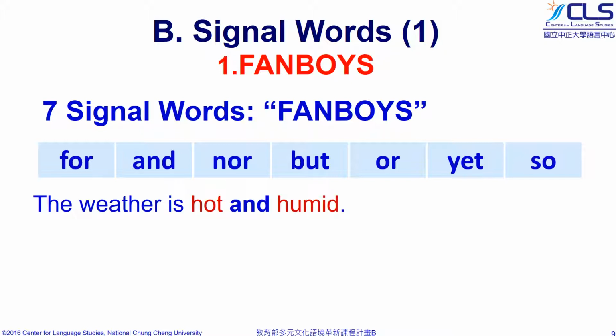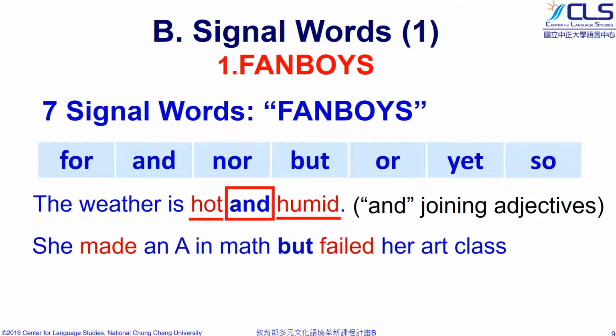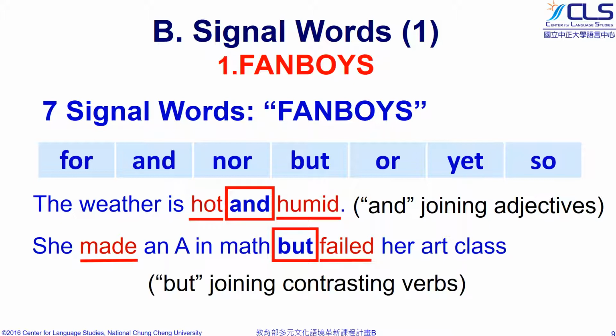We use and to join adjectives, hot and humid. In the second sentence, we use but to join contrasting verbs.